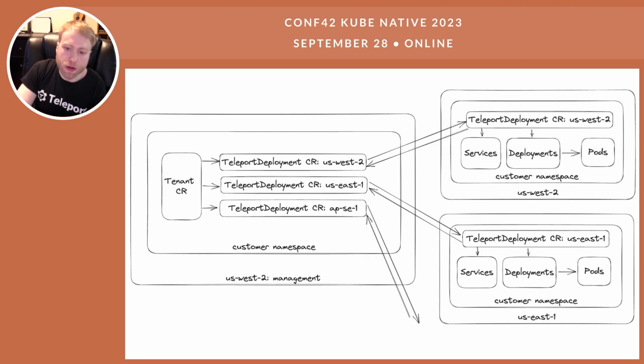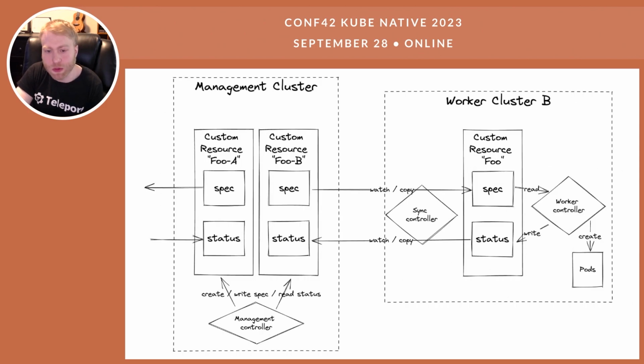And so, a tenant CR might create, if this customer is in 3 regions, US West 2, US East 1, and AP Southeast 1, and each of those are then picked up by Sync Controller running in those regions, which then creates a namespace, creates the resources, and then reconciles that resource there. And so to dig into what that looks like in more detail, in the management cluster, this diagram here isn't specific to teleport. It's just generally how you use Sync Controller. I'll show you a teleport specific version in a second.